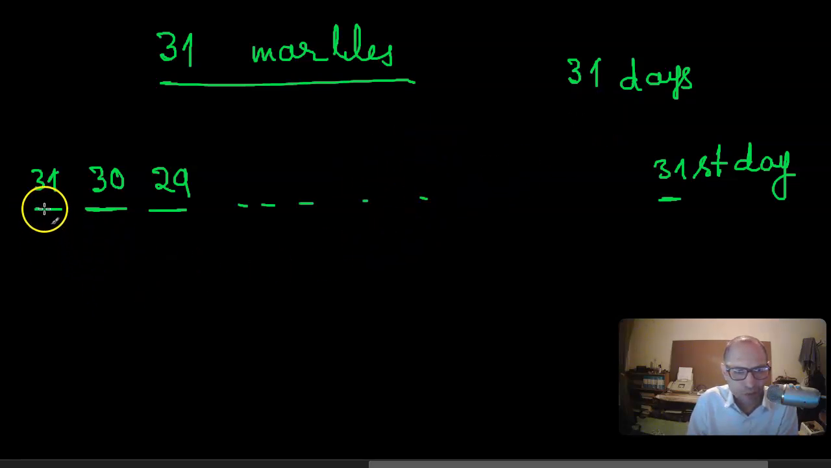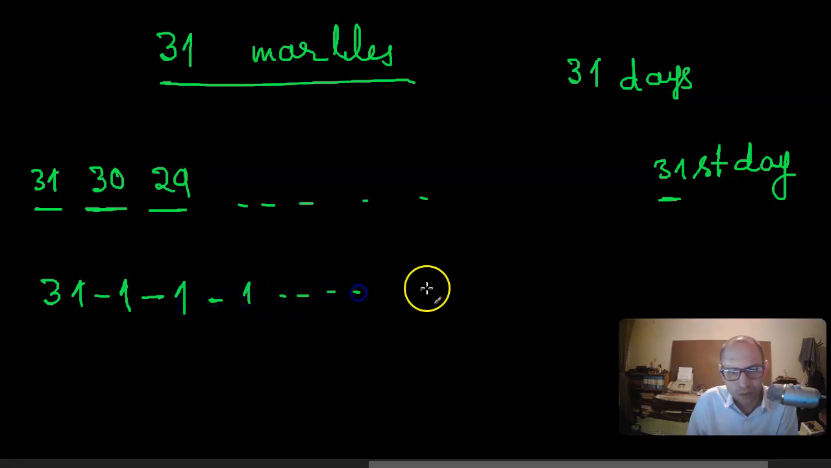Since I have 31 marbles here, and I take one away, I have to subtract, right? So I have to write 31 minus 1, and then again minus 1, and then again minus 1, all the way 31 times. I keep subtracting 31 times, and I will end up with 0 marbles, of course, right?